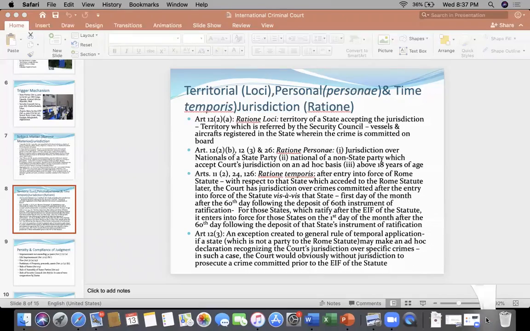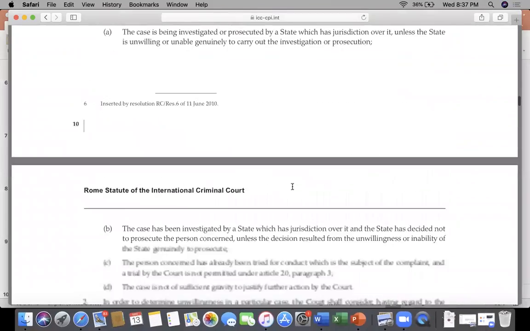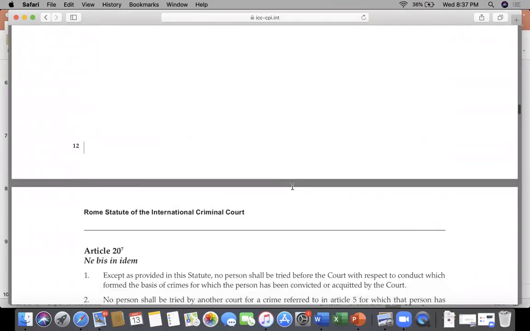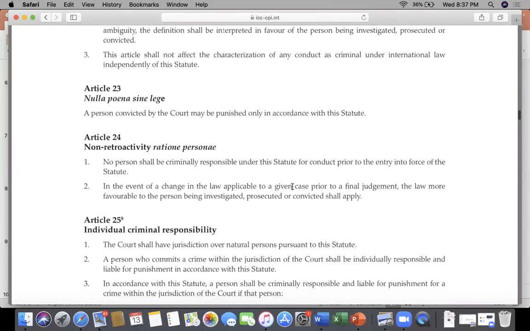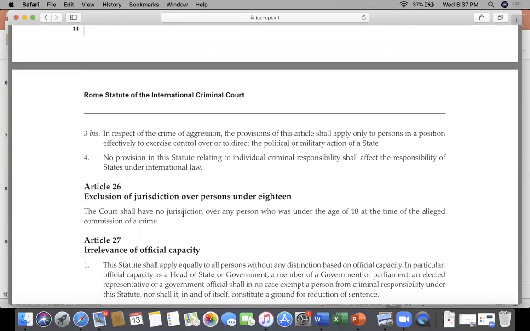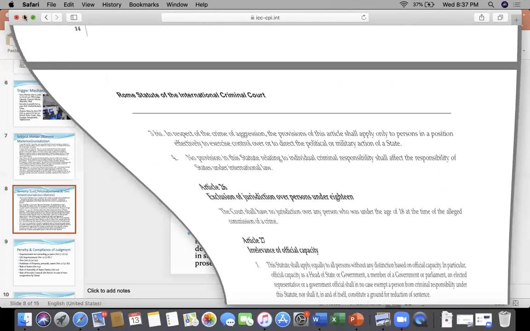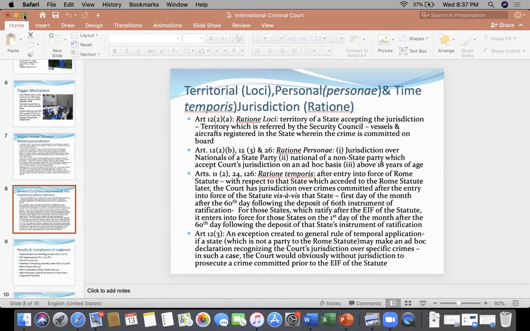Lastly, Article 26 of the Rome Statute says that children should not come under the jurisdiction of ICC. If you look at Article 26, it says the court shall have no jurisdiction over any person who was under the age of 18 at the time of the alleged commission of the crime. So ICC does not have the power to prosecute a child below 18 years of age, even if the child belongs to a country which is a party to the Rome Statute.